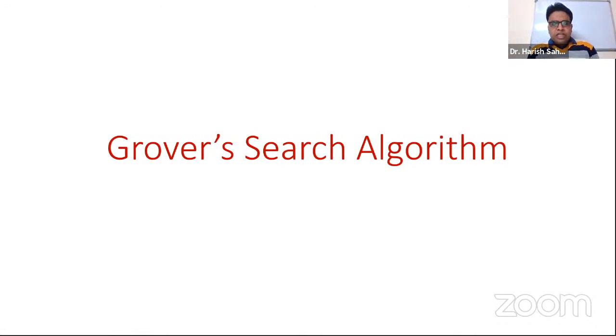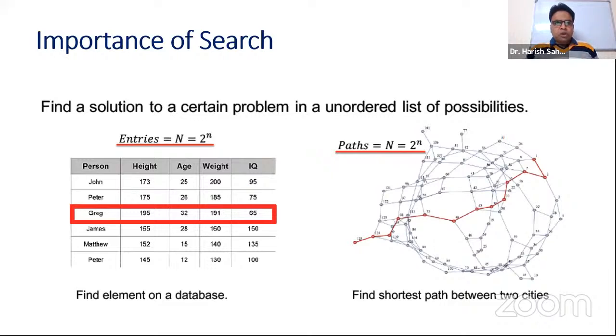So yesterday we saw how quantum gates and qubits work. And today we are going to see some very important quantum algorithms which do something meaningful that is not possible on classical computers. One of them is Grover's search algorithm. Before starting it, we should first understand the importance of search.